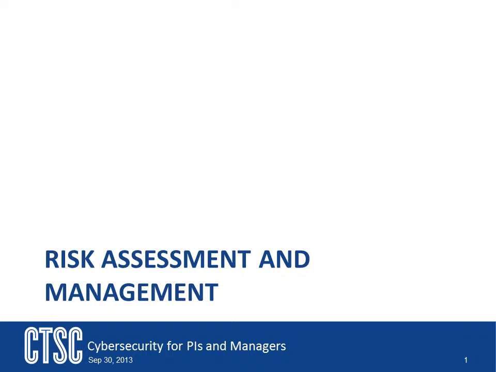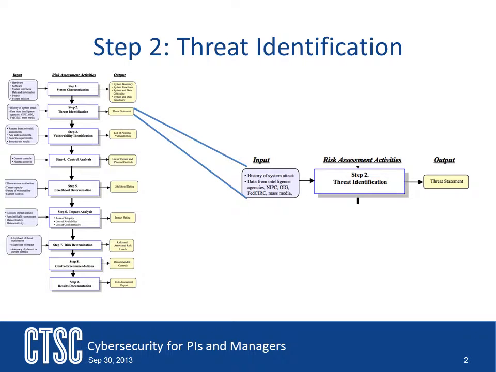In this video, we will continue our discussion about the steps of a risk assessment. In this part of the tutorial, we will focus on step 2 of the 9-step NIST process for performing a risk assessment. Specifically, we will be talking about threat identification.